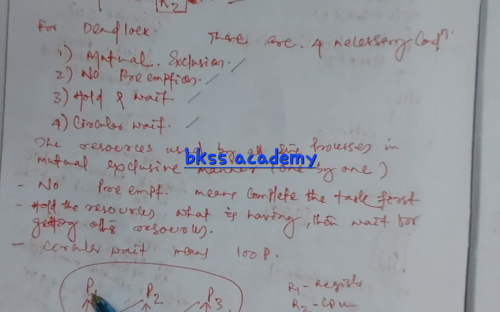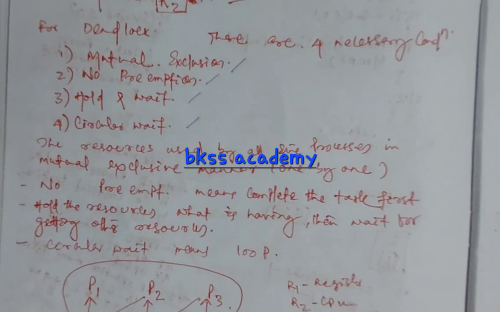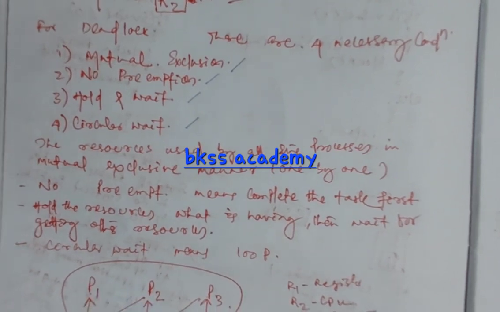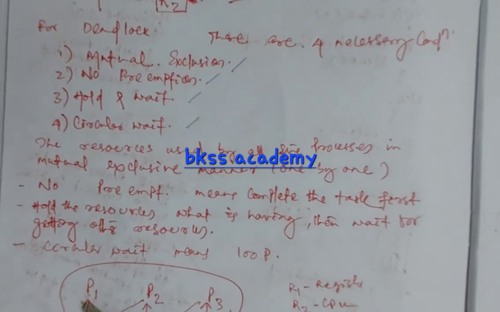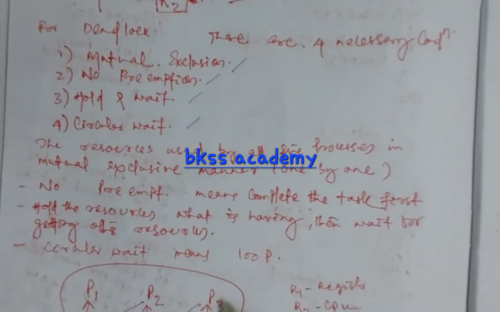Suppose P1 is holding resource 1, P2 is holding resource 2 and waiting for resource 1, P3 is holding resource 3 and waiting for resource 2, and P1 is holding resource 1 and waiting for resource 3. That means this is one kind of circular concept.